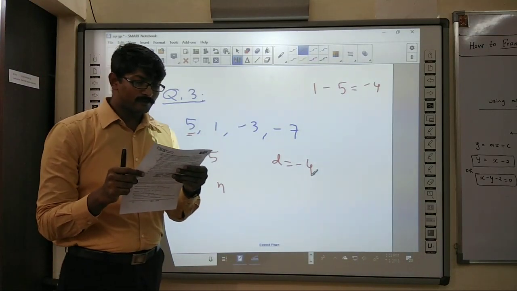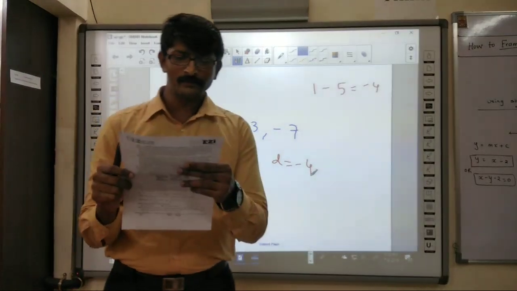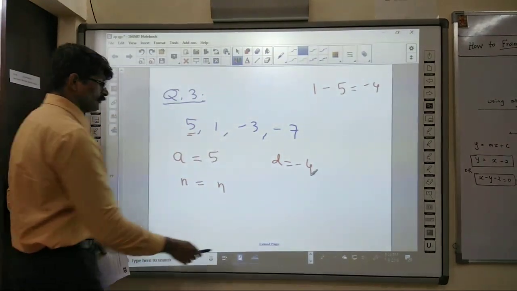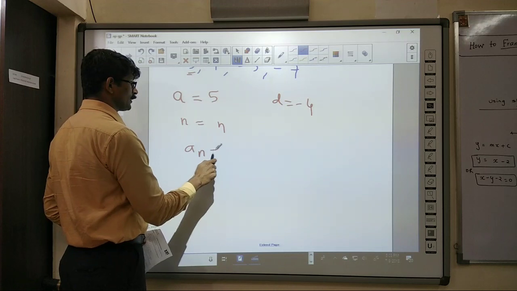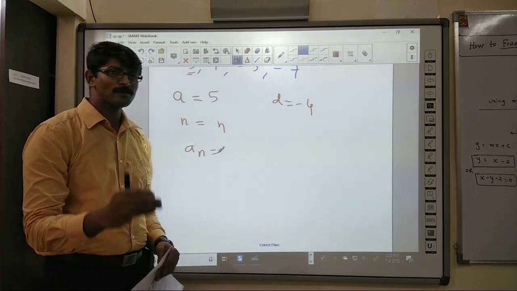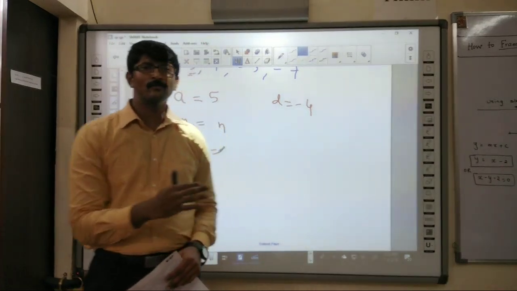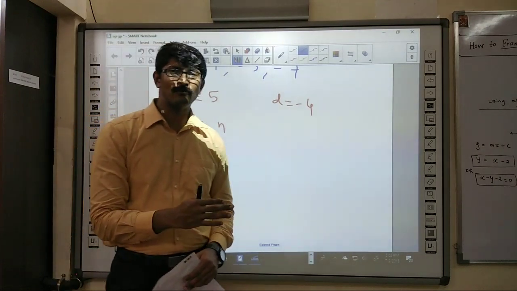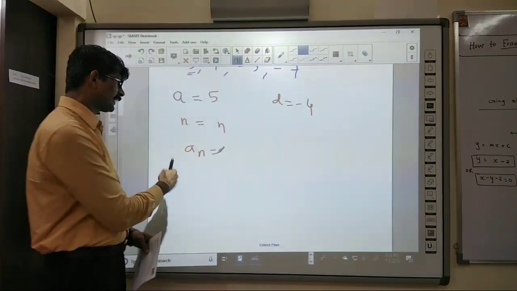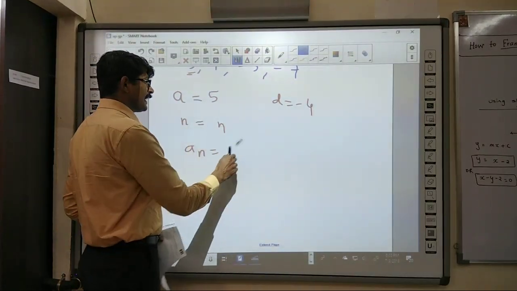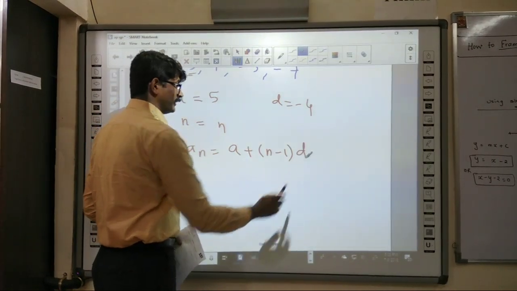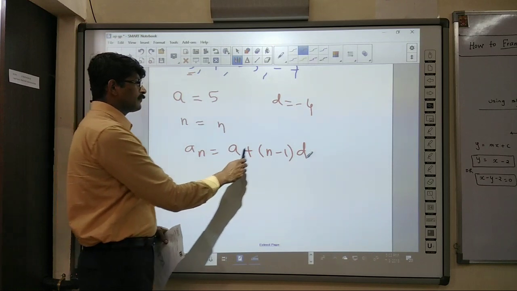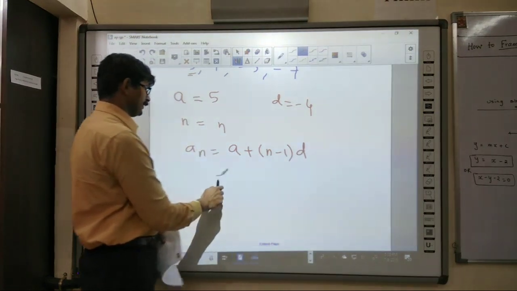So now find the nth term. How are we going to find the nth term? We've written n is equal to n. So an is equal to, I have taught you in the previous slide the nth term formula, so students use that formula. An is equal to, I'll repeat once again, a plus n minus 1 into d. What is it? An is a plus n minus 1 into d.